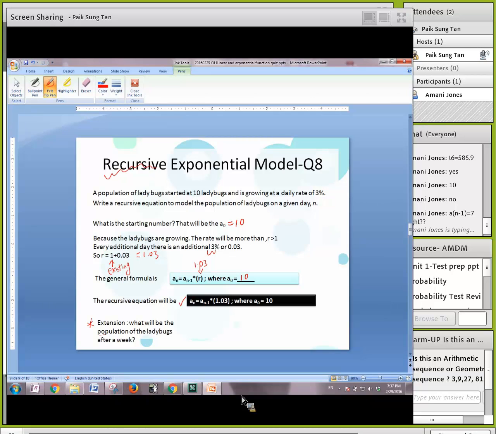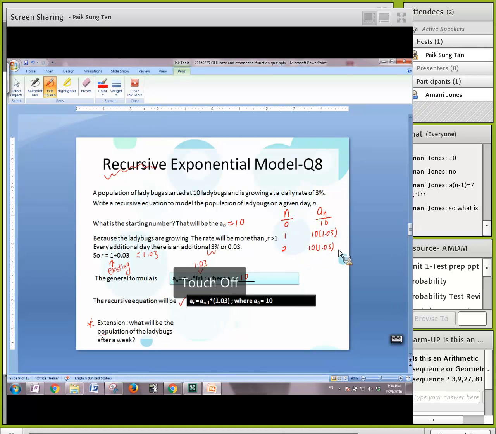The n is 7. Not n minus 1 equals 7. No. So you have n equal to 7. So here's n, here's a_n. When n is 0, you got 10. When n is 1, you got 10 times 1.03. When n is 2, you got 10 times 1.03, then times 1.03 again, because it's the second day.